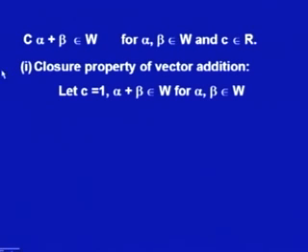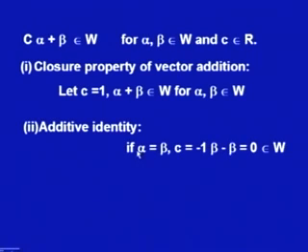So, the first thing is a closure property. If I take C is equal to 1, because this property is satisfied for all C belonging to R, in particular if C is equal to 1, then alpha plus beta belongs to W for alpha, beta belonging to W. So, if this property is satisfied for all C, then it will be satisfied for C is equal to 1, and this amounts to the closure property of vector addition in W. So, alpha plus beta belongs to W for all alpha, beta belonging to W. So, if this property is satisfied, then this property is implied.